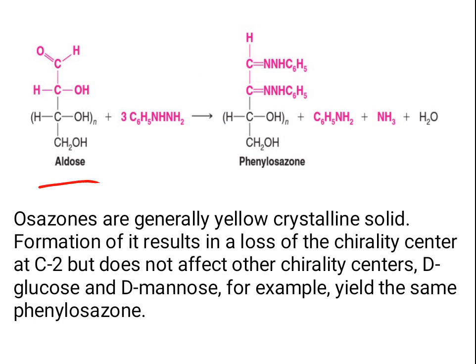This is your aldose. You react it with phenylhydrazine and you get a phenylhydrazine derivative, which is osazone, phenyl osazone. Osazones are generally yellow crystalline solids. Formation of it results in a loss of chirality center at C2, but does not affect other chirality centers. That's why D-glucose and D-mannose yield the same phenyl osazone.